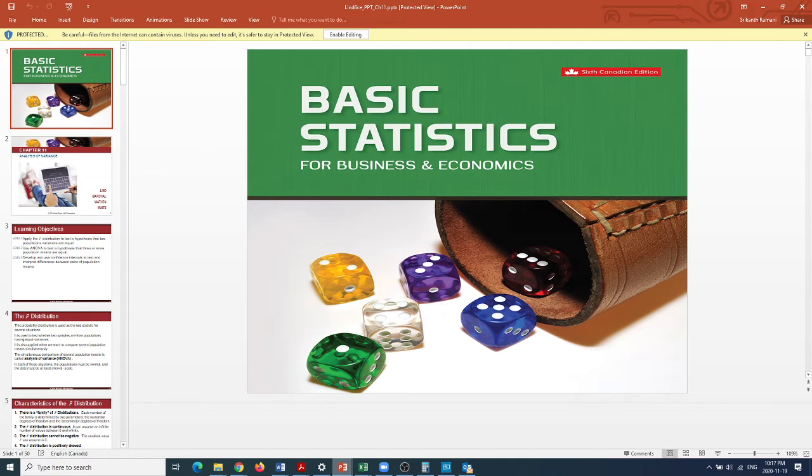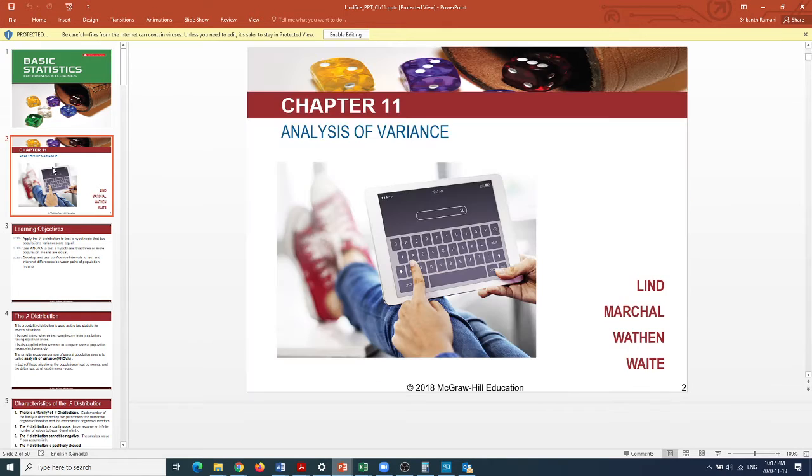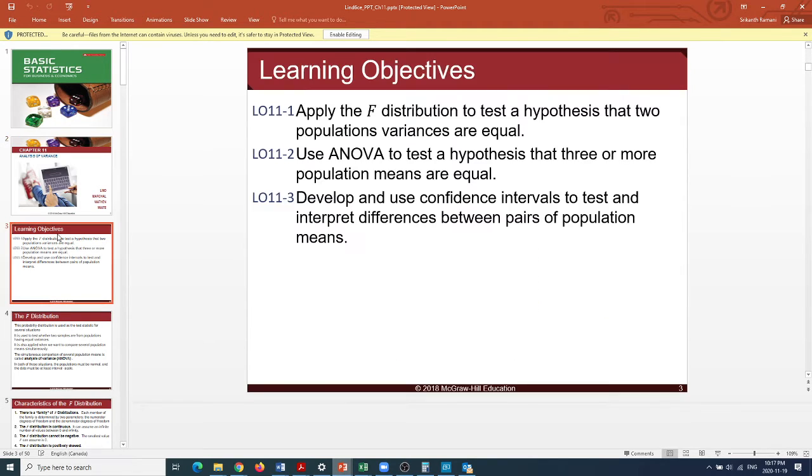Good morning, guys. So in this video, we will be looking at your chapter number 11, which is the analysis of variance. In other words, it's also known as ANOVA. And in this chapter, we will be looking at the F distribution. So what is the F distribution and why is it useful?